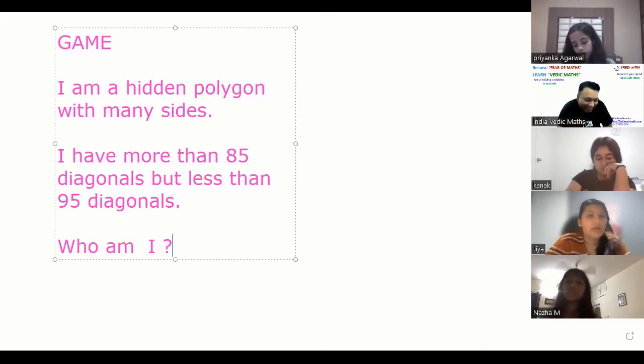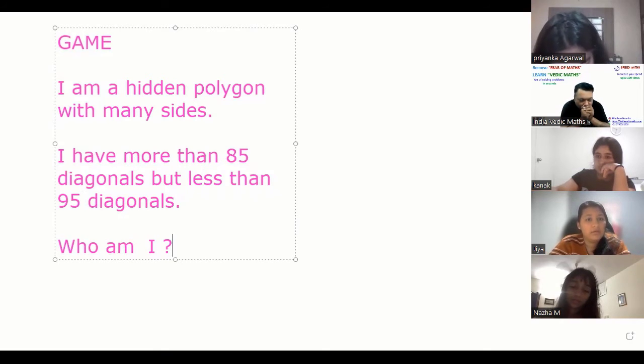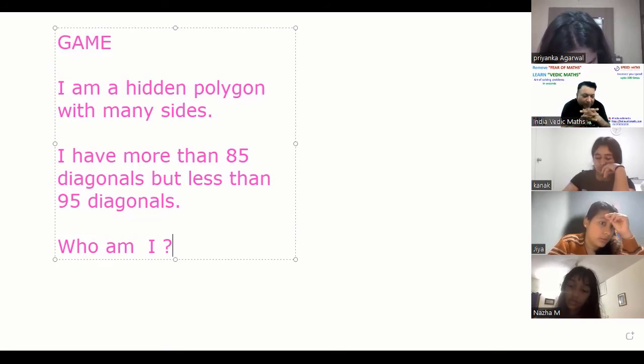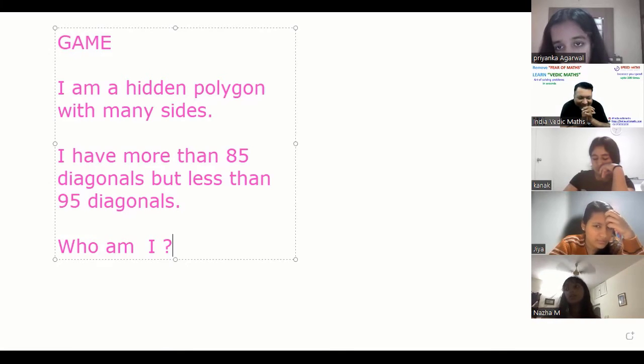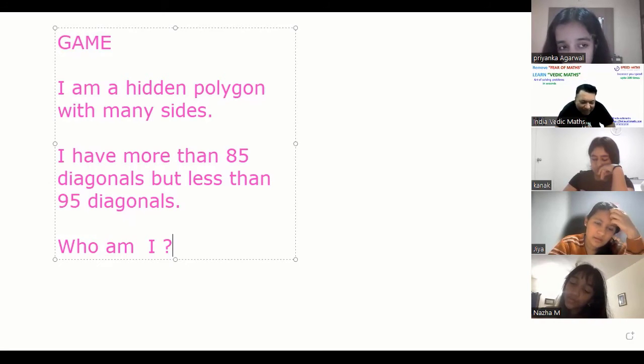Interesting? Which figure is it? How many sides does this figure have? 1, 2, 3, 4, 10, 20, 30, 50. Tell me. Jia, is it possible to do? No? Why? Yeah, it will take a little time, but it's doable, right? Let's see who comes first.